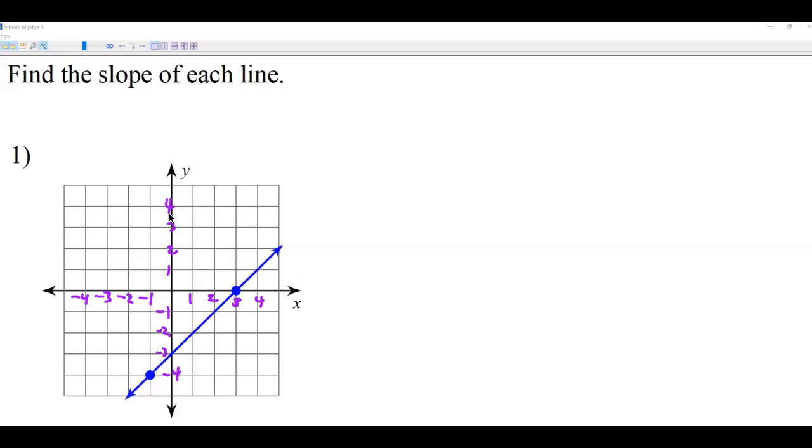That's how far down it is. That's my y-axis. It's kind of hard to see it all the way up here, but this point is over one space to the left, so it's -1.